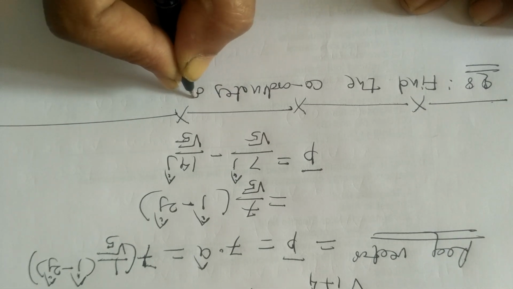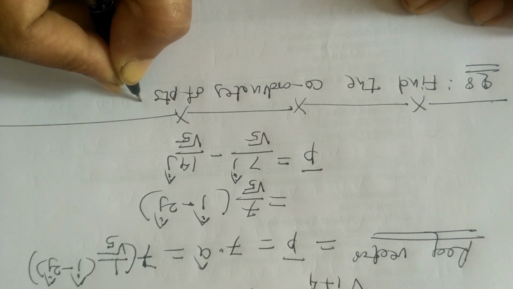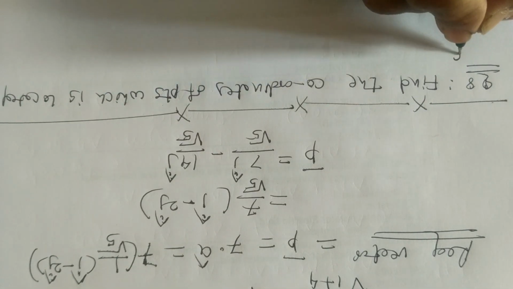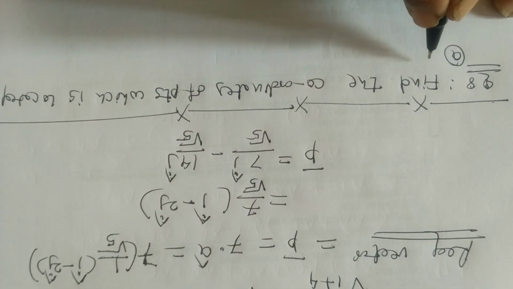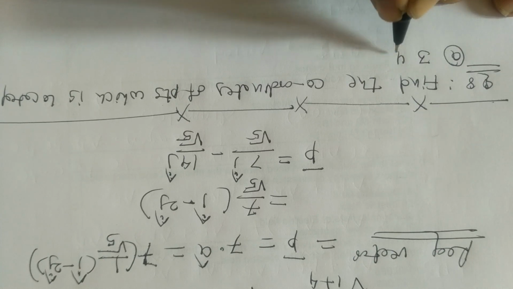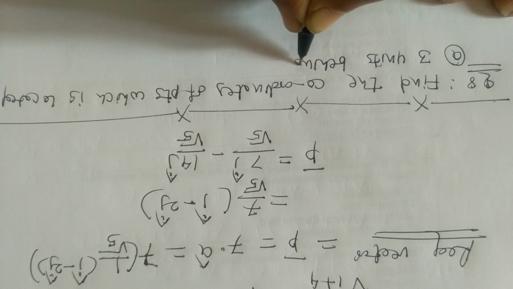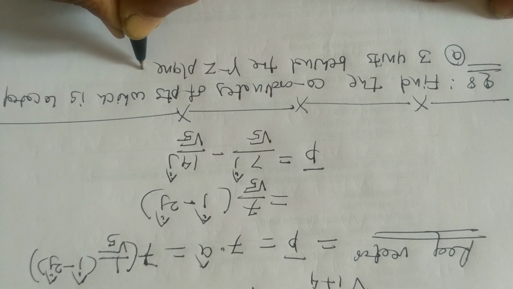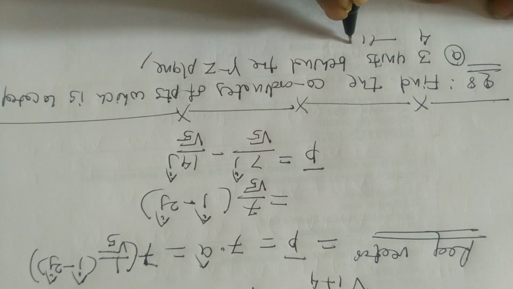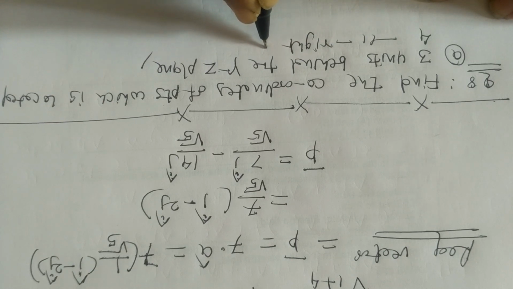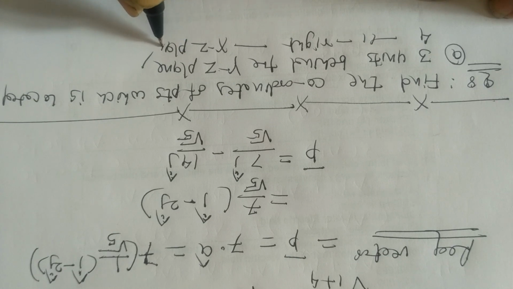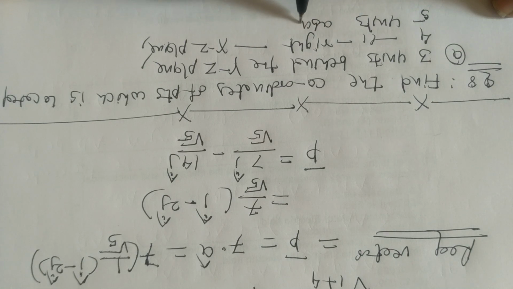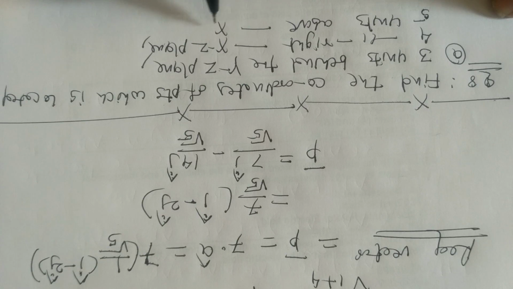Find the coordinates of the point which is located 3 units behind the YZ plane, 4 units to the right of the XZ plane, and 5 units above the XY plane. We simultaneously find its solution.